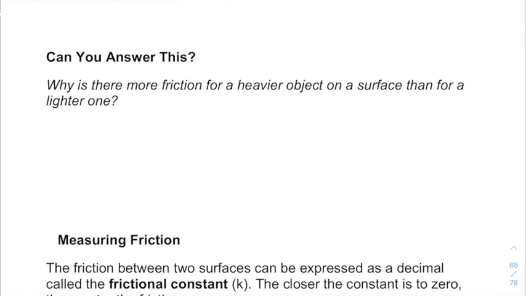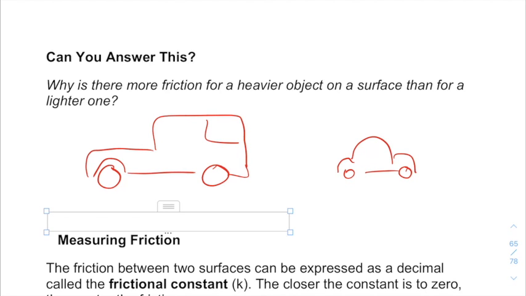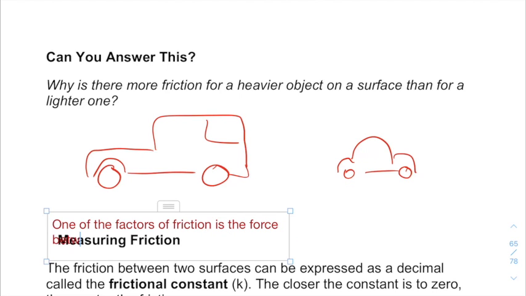So why is there more friction for a heavy object on a surface than for a lighter one? Let's think about that briefly. We've discussed this in our hockey example above, but let's think about the heavy truck versus a little car. One of the factors we said is the force between objects.